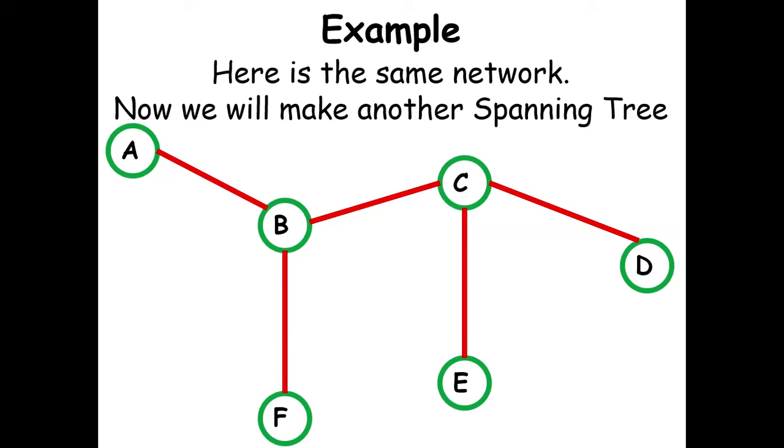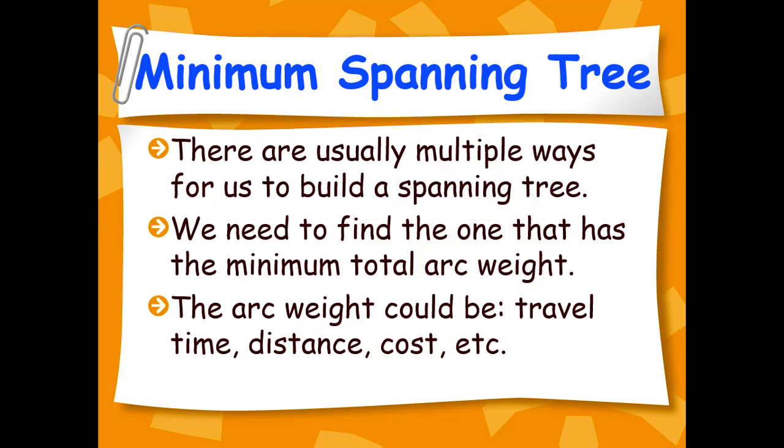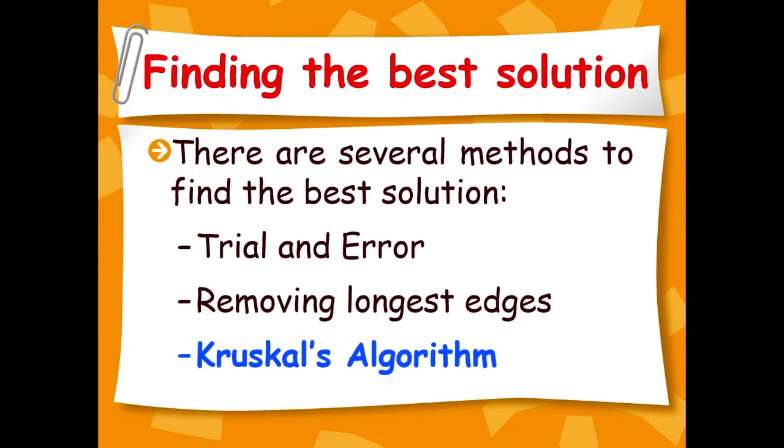And the problem that we're trying to solve, a minimum cost spanning tree, is to find which of all of these spanning trees has the smallest amount of money, smallest cost, smallest distance, smallest time, whatever our arc weights or our units are that we're trying to find. So that's what that is. We want to find the best solution.